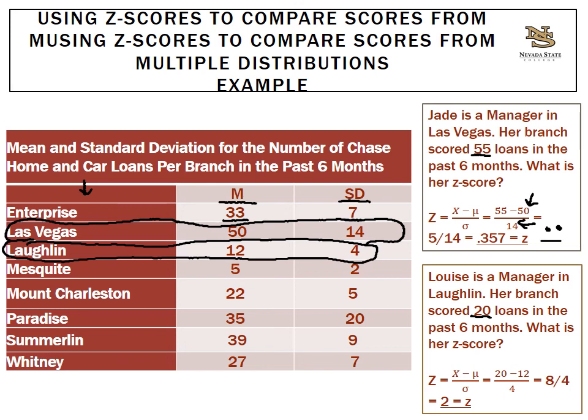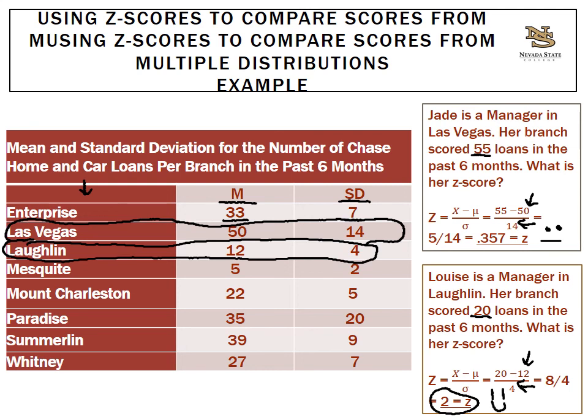But when we look at Louise, she's in Laughlin. Those 20 loans are really impressive compared to the average of 12 in her region and that small standard deviation of 4. Here in Laughlin, most branches are getting between 8 and 16 loans, right? 12 plus or minus 4. So that 20 is way beyond that range, and that gives her a really extreme positive z-score.